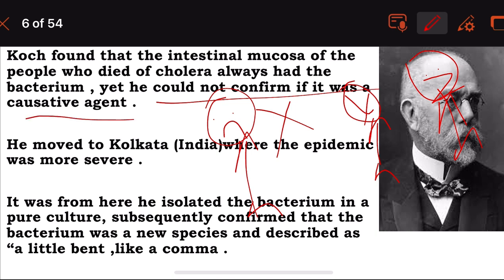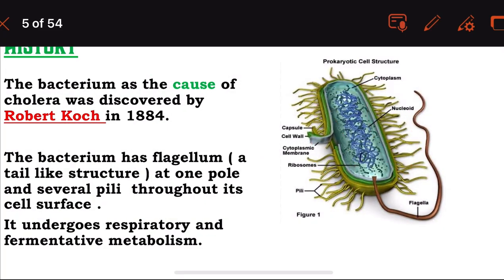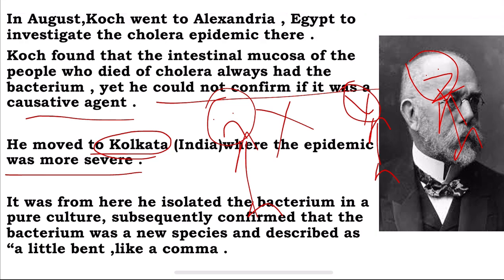He then moved to Kolkata, India, where the epidemic was more severe. Okay, here in Kolkata, the epidemic was more severe. It was from here he isolated the bacterium in the pure culture. So, what did Robert Koch do? He isolated the organism in the pure culture.